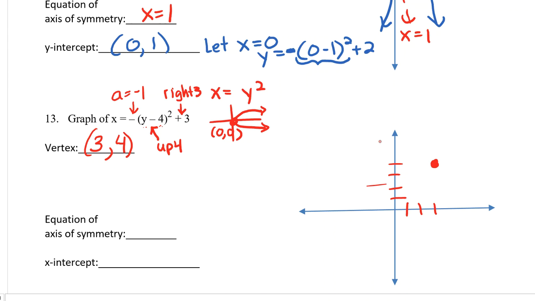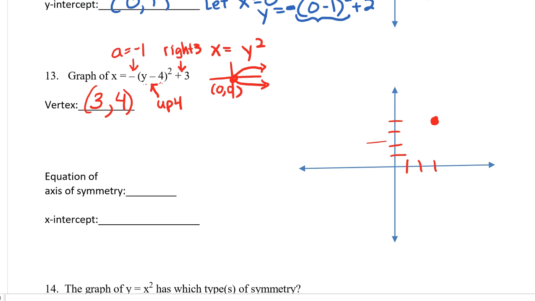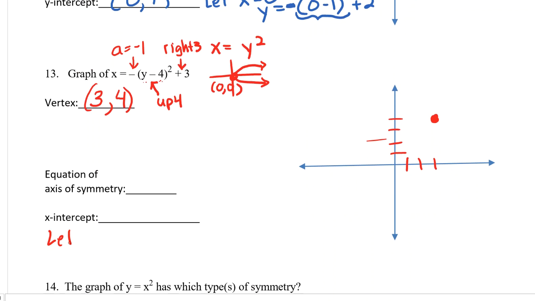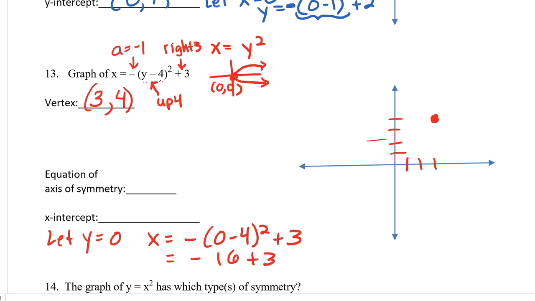And you might say, now how wide or narrow should I make that? Well, let's find an x-intercept. To find an x-intercept, let's let y be equal to 0. So we would have 0 minus 4 squared plus 3. So here we would have -16 plus 3, or -13. So that's our x-intercept. So it's way over here.